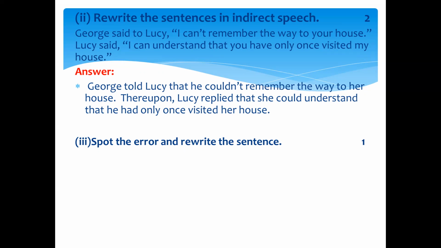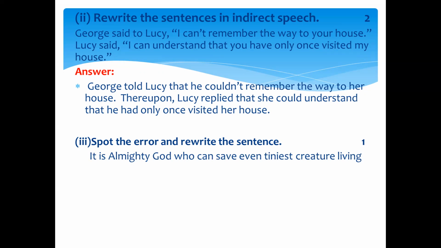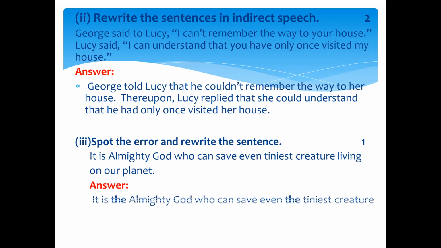Next, spot the error and rewrite the sentence. It is for 1 mark. It is Almighty God who can save even tiniest creature living on our planet. Answer: It is the Almighty God who can save even the tiniest creature living on our planet.